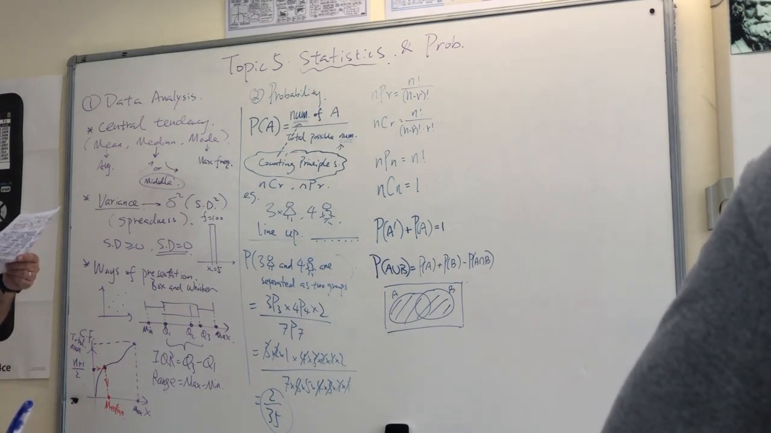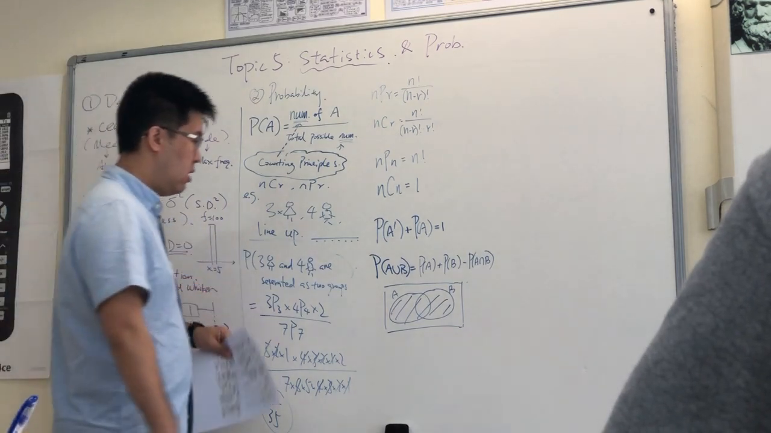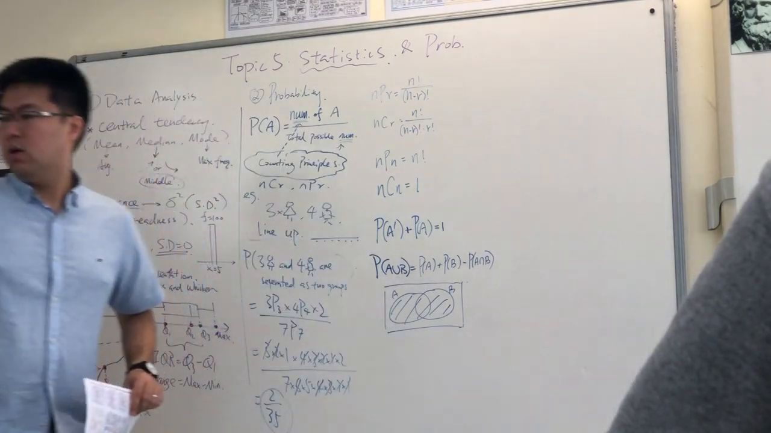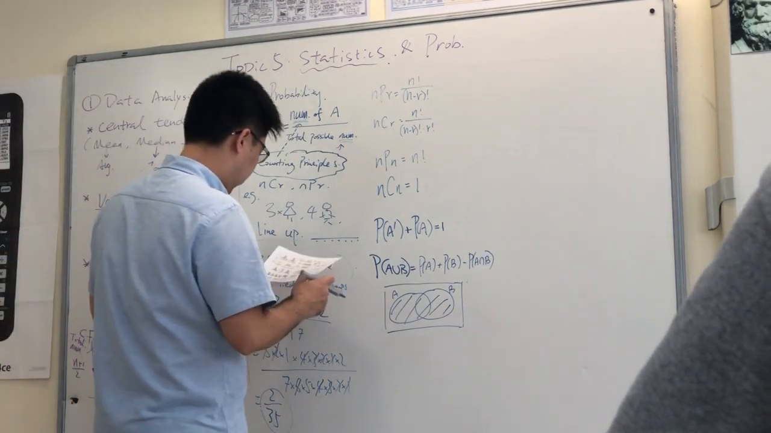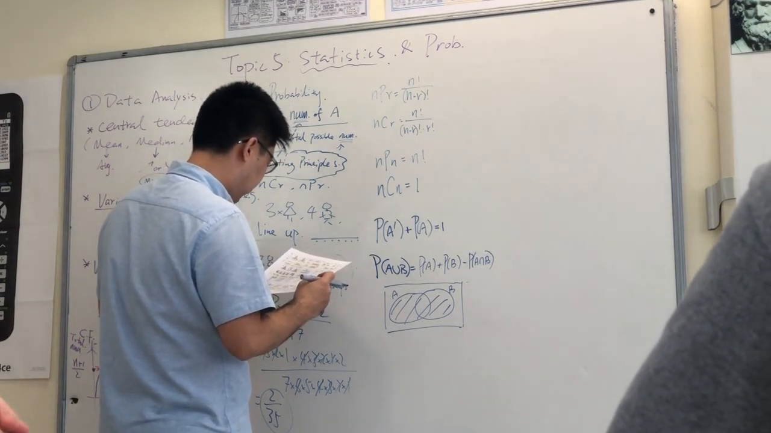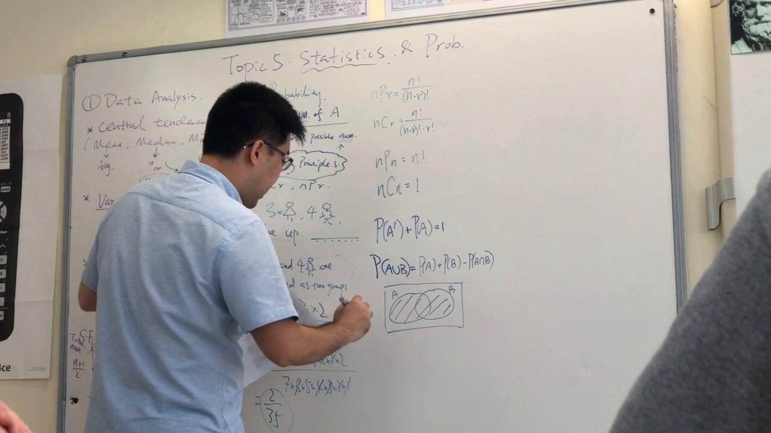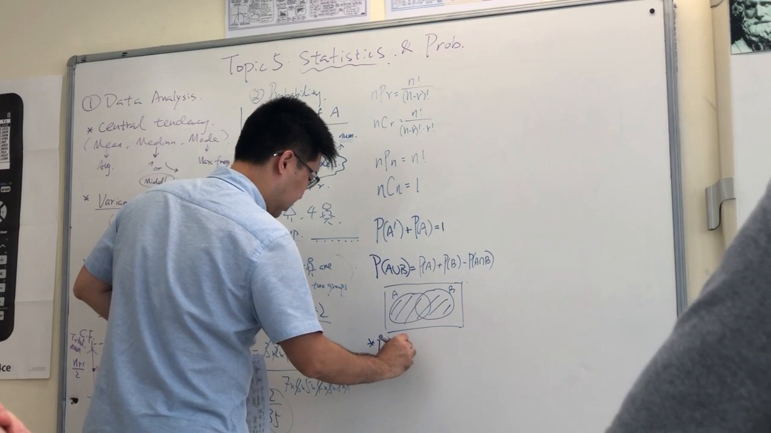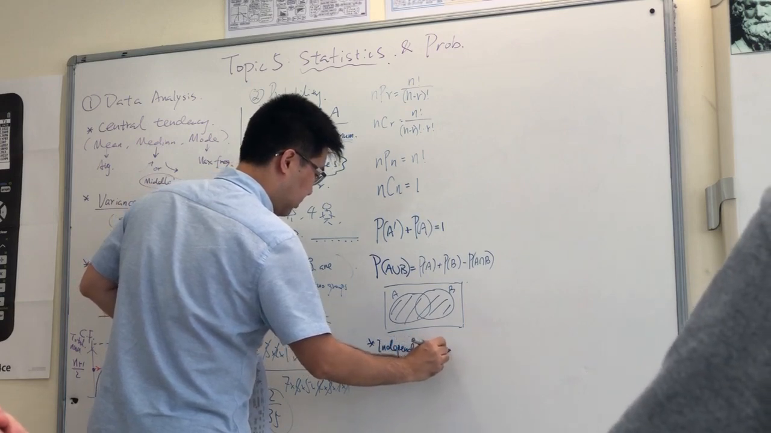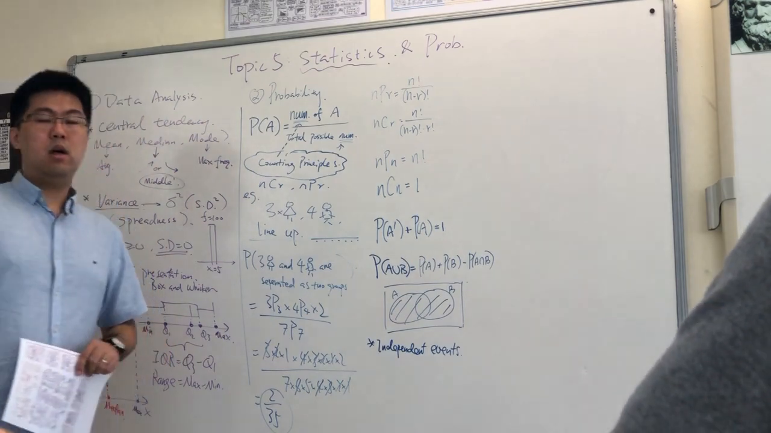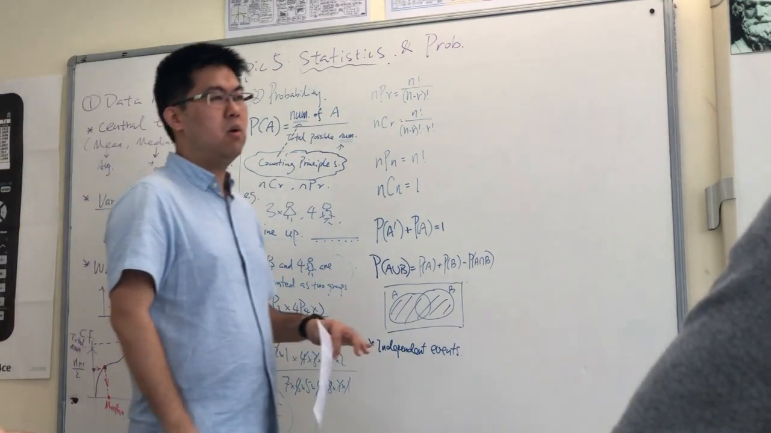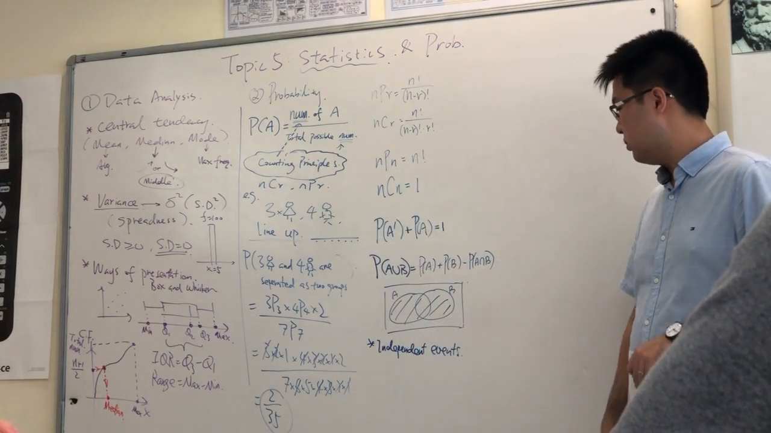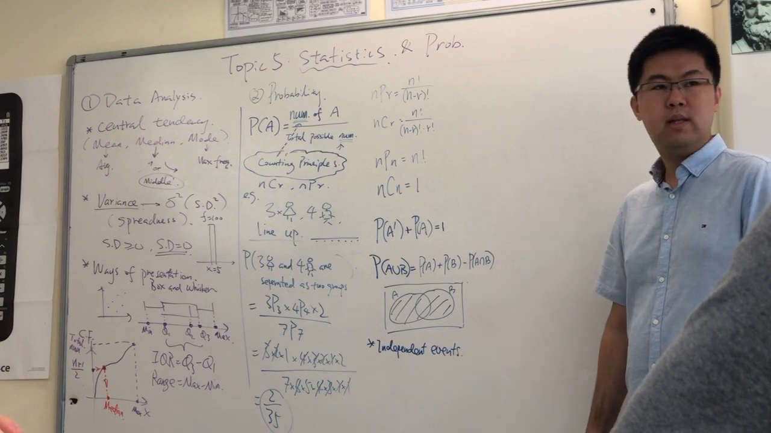And then we've also learned two concepts. One is independent events. Yeah, independent events. So Aaron, what does it mean if I call two events to be independent? One has no influence on the second. How do we test for that? How do we test for that?